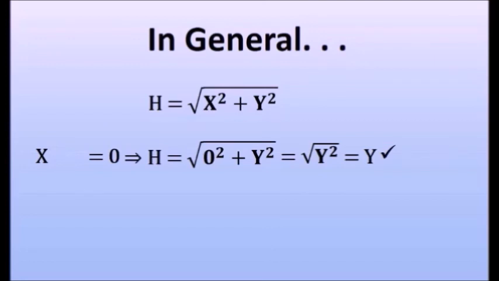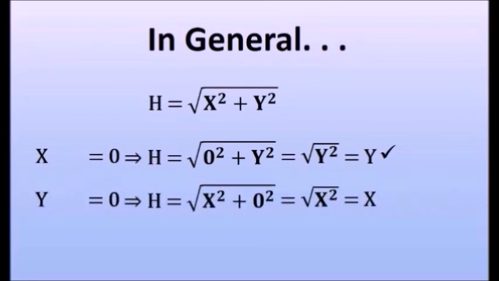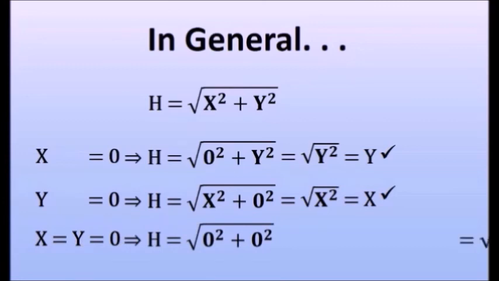The same type of thing happens when y collapses to 0 and we have a horizontal line instead. And finally, when x and y both go to 0, h equals the square root of 0 squared plus 0 squared, which is the square root of 0, or 0 as expected. So the Pythagorean theorem jives with our intuition about degenerate cases in a general way.